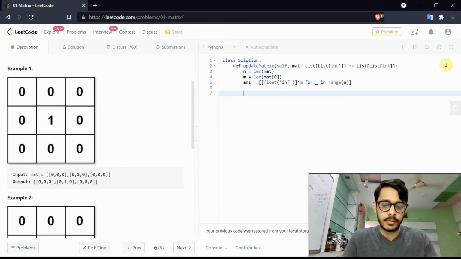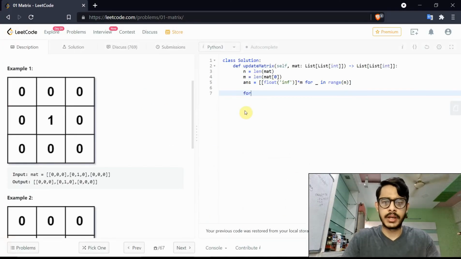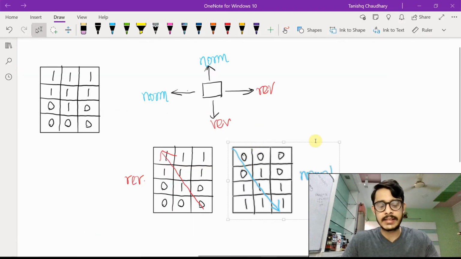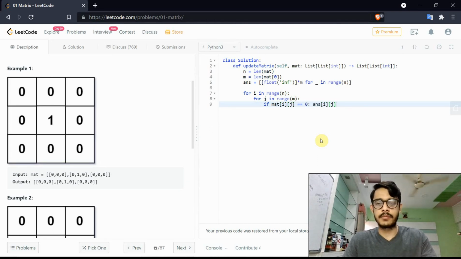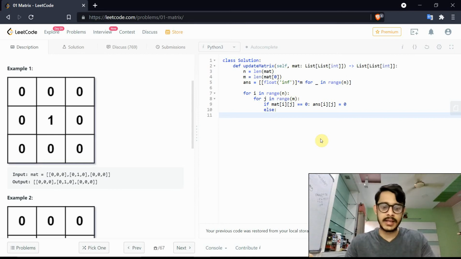Okay, how do we fill it in? First is the normal direction. We'll consider that. Let's iterate for i in range n, for j in range m. Okay, what now? If the cell itself is 0, then the answer is always 0. So if mat[i][j] is 0, ans[i][j] is 0. Else, what do you want to consider? You want to look at all of its neighbors and say, whichever is the minimum, give me that, and I'll add 1 to it.